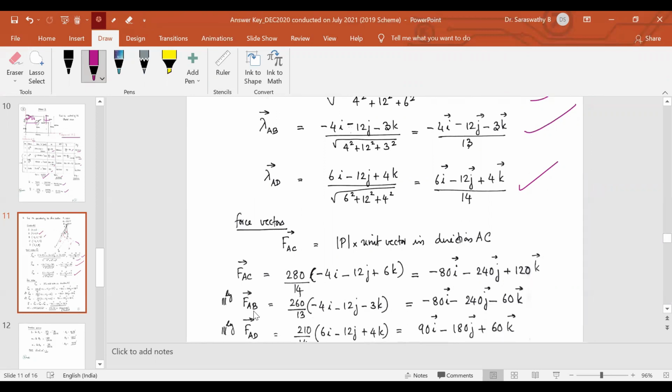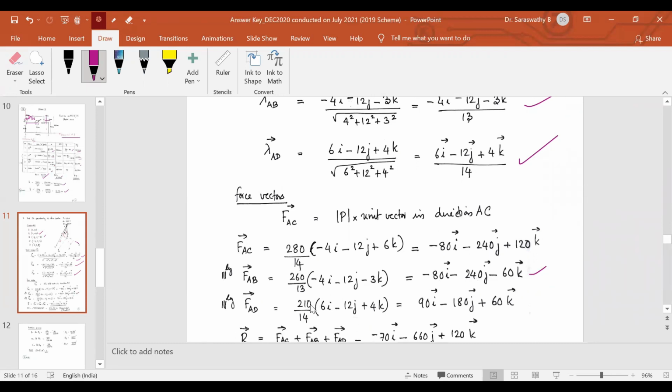Similarly, get the force vector AB. The numerical value of the force Q is 260. So 260 into this lambda AB, and you'll get that force vector. Similarly, the force vector in direction AD will be the magnitude R, 210, into this unit vector. So we'll get all three force vectors.